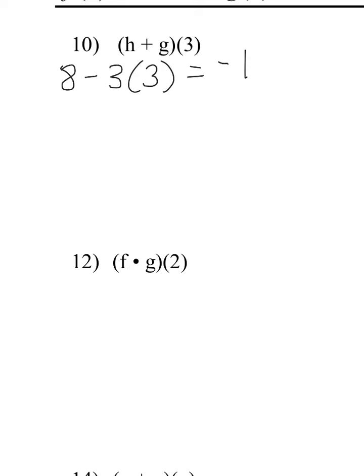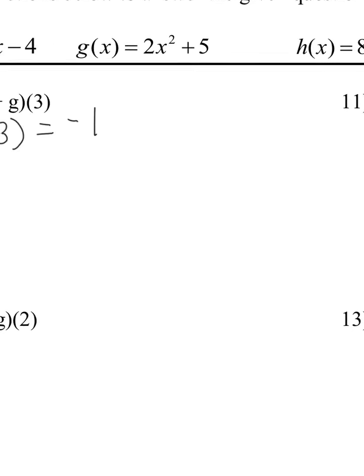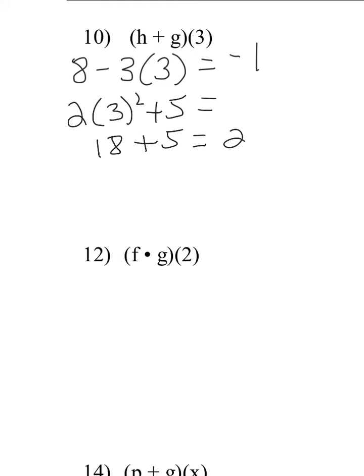the g function. The g function is 2x squared plus 5. So 2 times 3 squared plus 5. 3 squared is 9, 9 times 2 is 18, 18 plus 5 is 23.